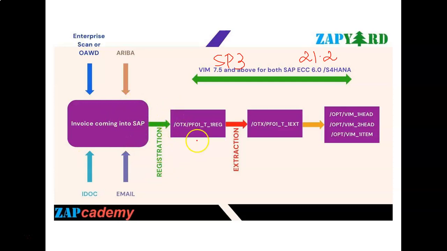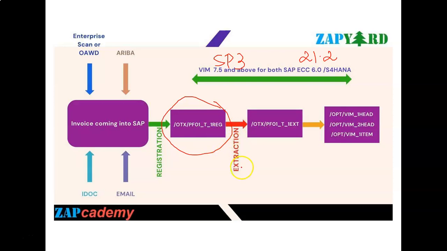Now post registration, the main change that you see here is the table that stores the data post the early archiving or registration. So this is a major change here. The table that stores the crucial data will be /otx/pf01_t_1reg.